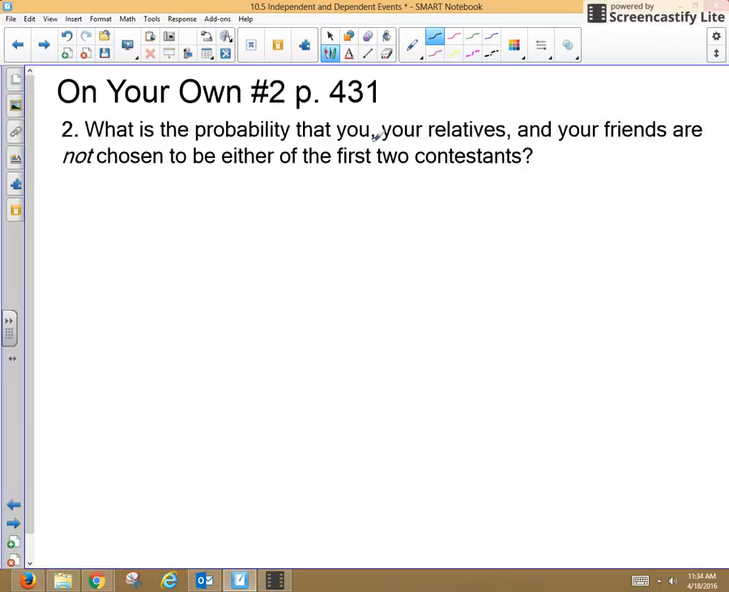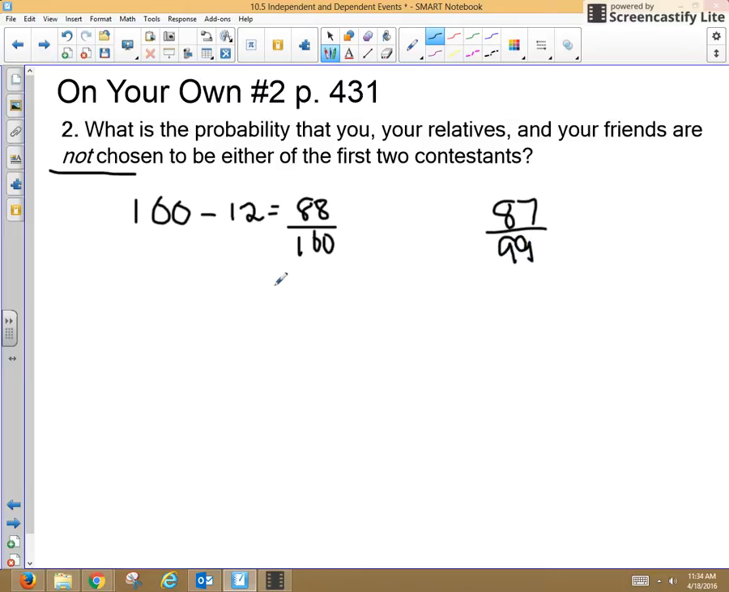Now, this time it's the probability that you, your relatives, and your friends are not chosen to be either of the first two contestants. So imagine if you had 100 people, you, your friends, and your relatives would be 12 people. You're going to start with 88 people who are not part of your group. So 88 out of 100 for the first event. Reduce that. Then imagine one of these 88 people went up. That'd be 87. Instead of 100 people, now you have 99. I want you to find the probability of both of those events. I've already gotten it started for you, so you complete the rest.